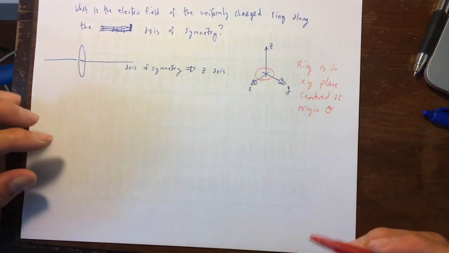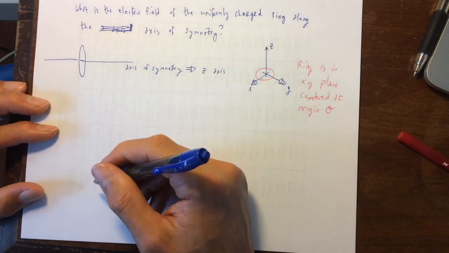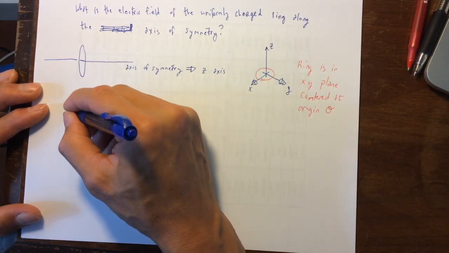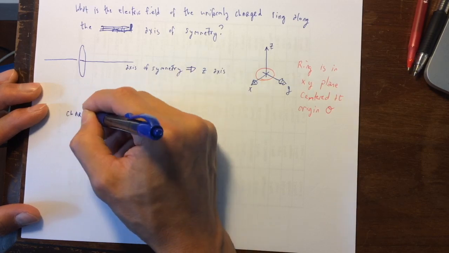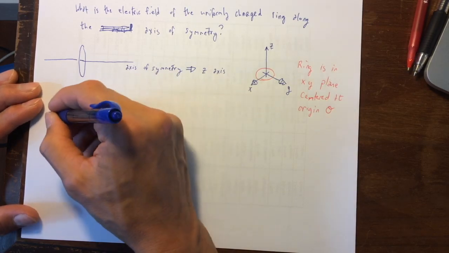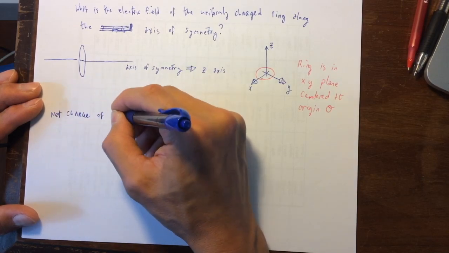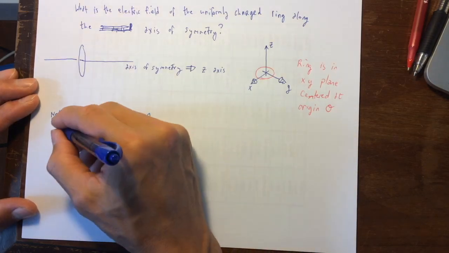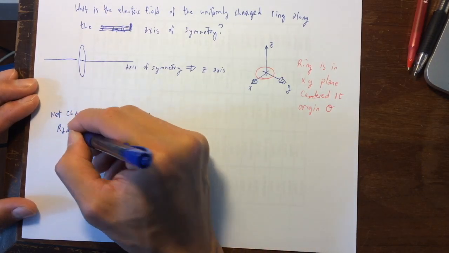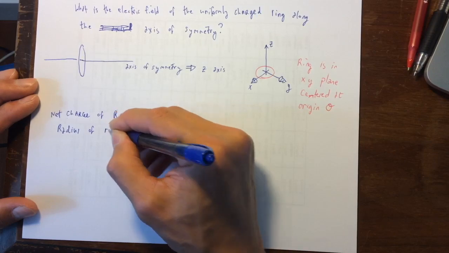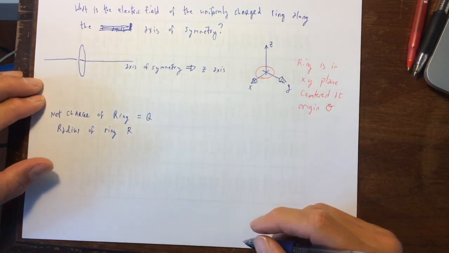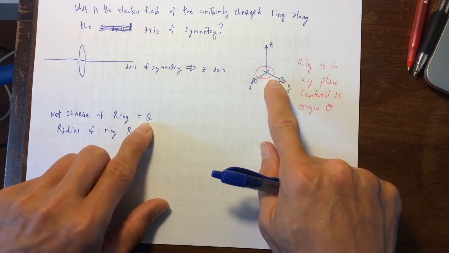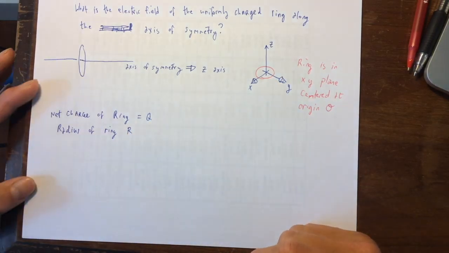Yeah, so let's also say, because we want to actually solve a problem, let's put some variables in here. Charge: this is the net charge of the ring. We'll just give it the symbol capital Q, and the radius of the ring, let's give it capital R. So the radius of the ring is capital R, and the charge Q is uniformly smeared. So uniform charge density.